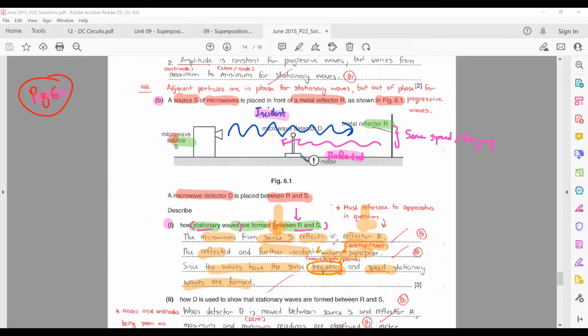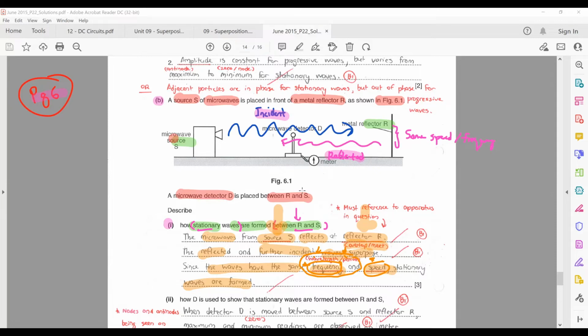wavelength, or period. Okay, speed must always be inside. Right, usually you need to mention two items only, speed and one of frequency or wavelength or period. Just choose either one of these. But usually it's better just to say frequency, standardize it. All right. Okay, so this is formation of stationary waves between R and S, described with respect to your diagram.